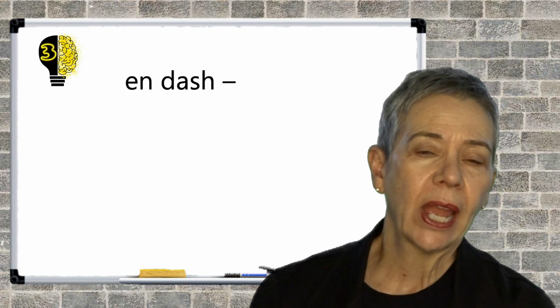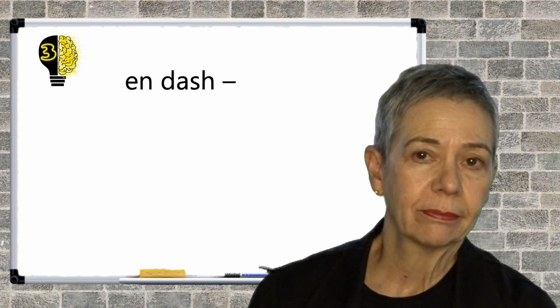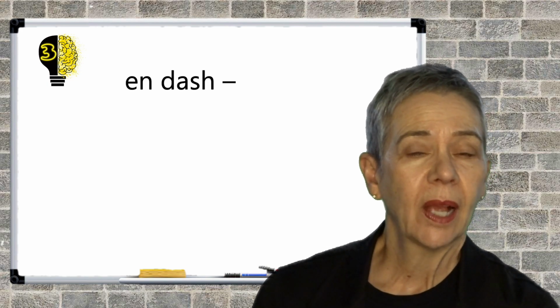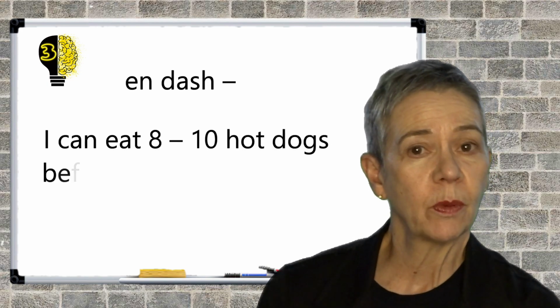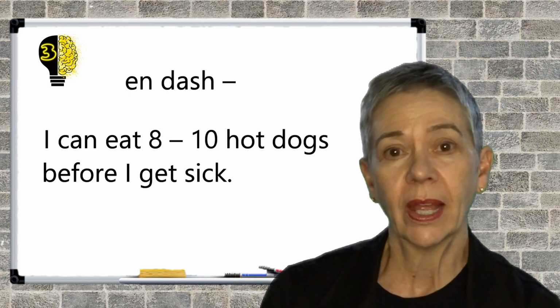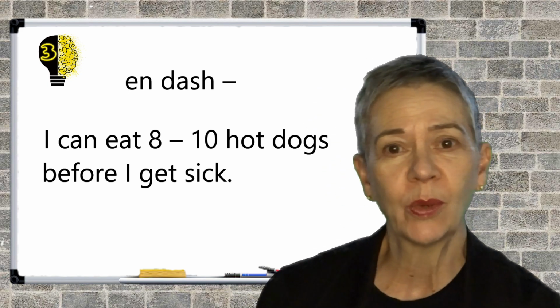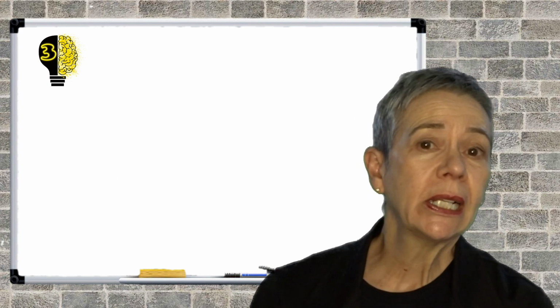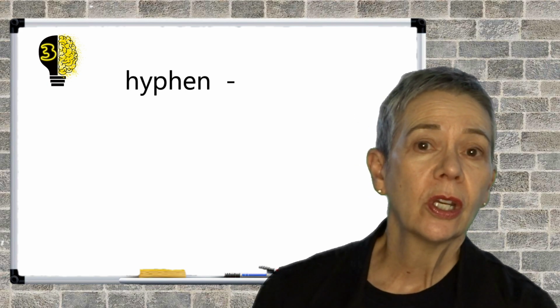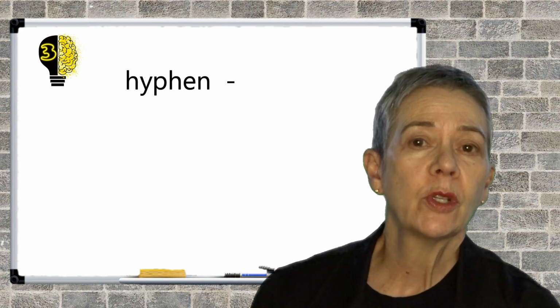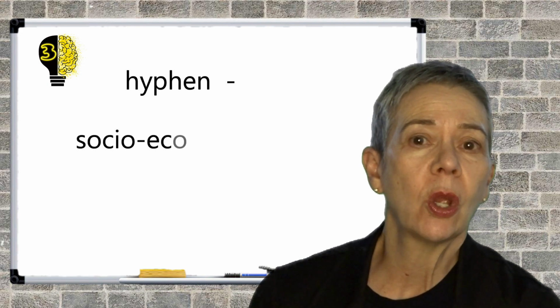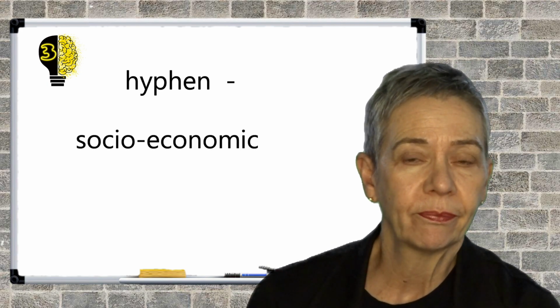En dashes, on the other hand, are used to separate values. For example, I can eat 8 to 10 hot dogs before I get sick. Well, that's not true. I could probably eat 2, but you get the picture. And finally, hyphens are used to create a single idea from 2 separate words. For example, socioeconomic needs a hyphen.